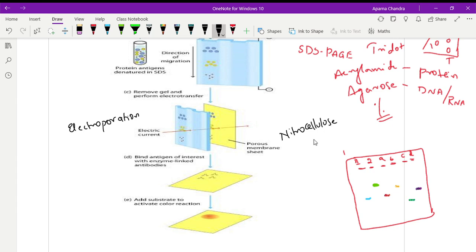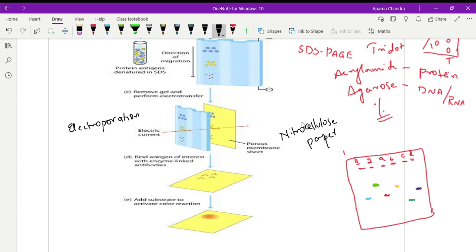Don't think that it is a very complex technique. Simply they take the nitrocellulose paper, put it onto the gel and then subject it to electric current. That technique is called electroporation. What happens when you pass the electric current from the gel onto the paper? The proteins that are at those specific locations will get transported onto the nitrocellulose paper. So the proteins will no more be on the gel, but they get simply transferred onto the nitrocellulose paper at their respective positions only.